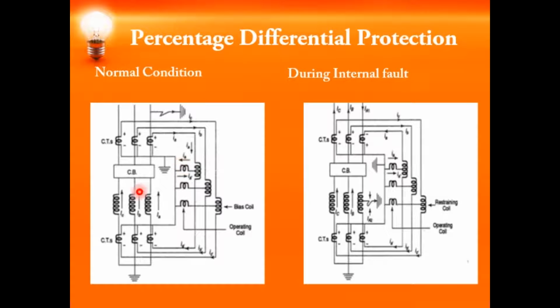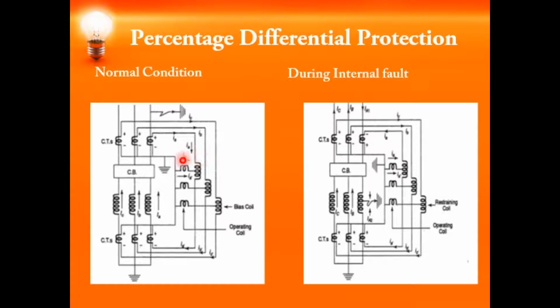If you observe, the polarities of these CTs are most important. It is a three-phase scheme, and you have two coils. One is called the bias coil and the other is called the operating coil. The operating coil is connected across the pilot wires. The current sent by the upper CT will get cancelled by the current sent by the lower CT.